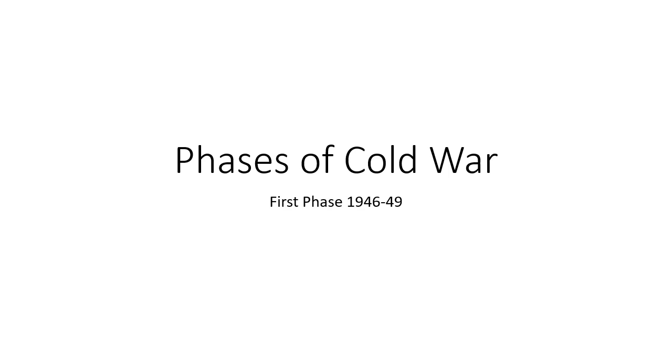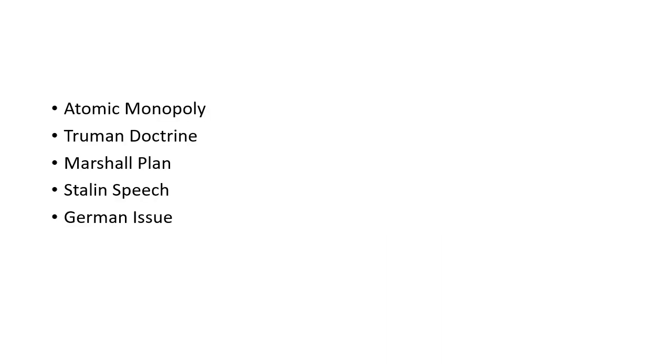The first phase of the Cold War started in 1946 and lasted till 1949, and today we are going to discuss the first phase of the Cold War. The first phase of the Cold War was dominated by the atomic monopoly of the US. The Western bloc harbored the idea that if strong pressure was built on the USSR, it would crumble like a house of cards.